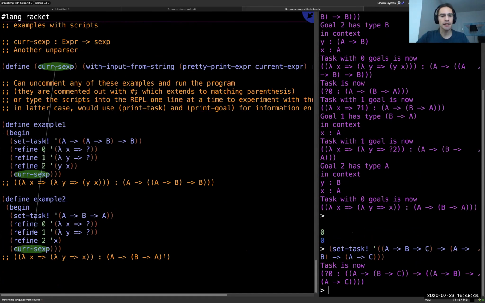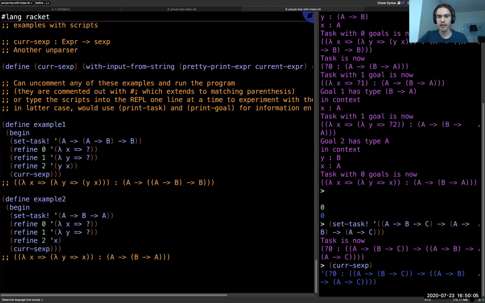At the end of Prabhakar's interaction, he got to this proof term right here. Suppose that you go through the same process that Prabhakar went through, and this is your conclusion, which you can print by writing current S expression. In this case, the current S expression will have a hole in it. It'll be precisely what's given here. But that S expression is quoted.